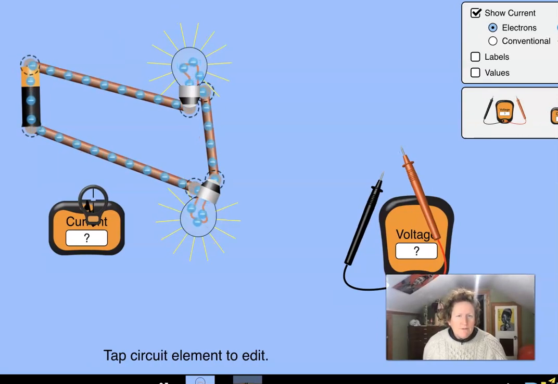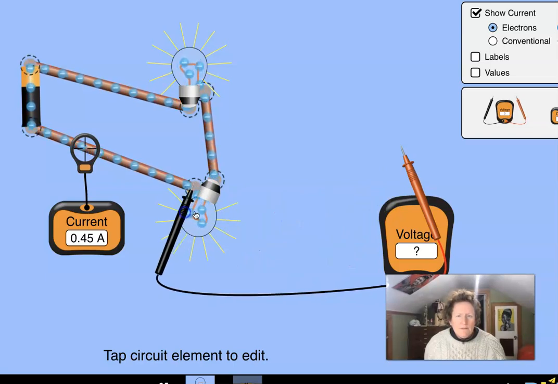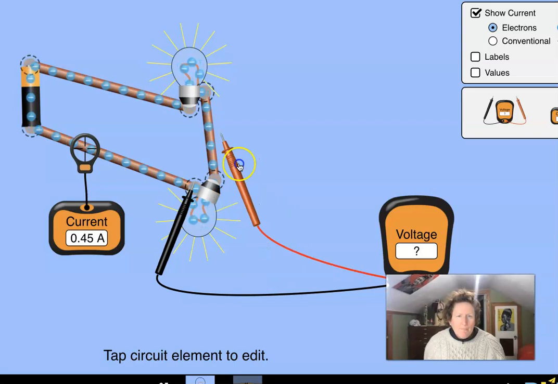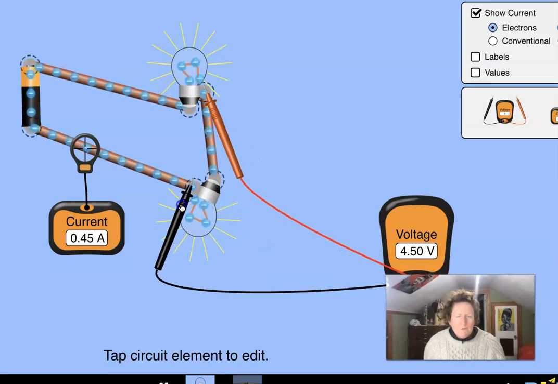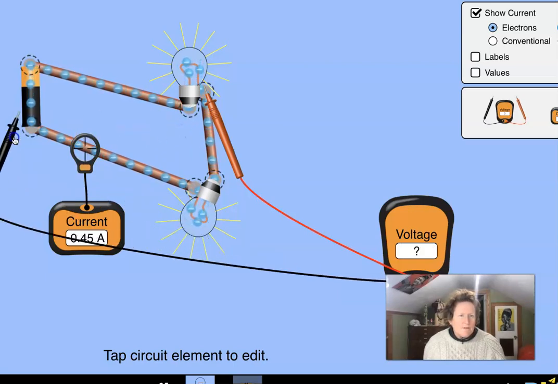So I've built a circuit here with 2 light bulbs. I can measure the current in the circuit anywhere by pulling this little meter here. If I want to measure the voltage, I need to use 2 leads, and I can measure it across a light bulb. I can measure it across this light bulb. I can measure it across the battery.